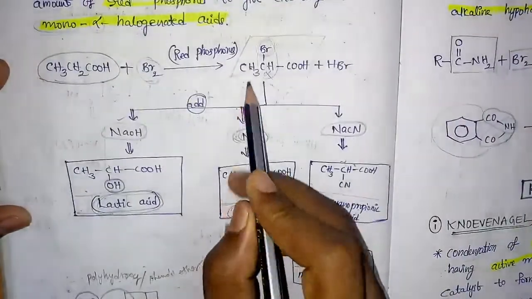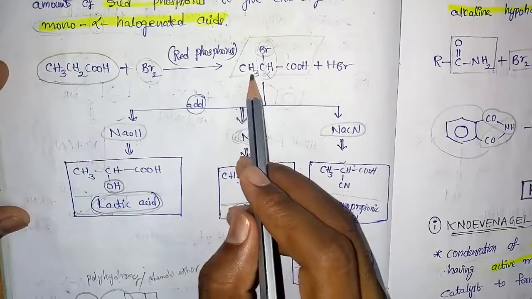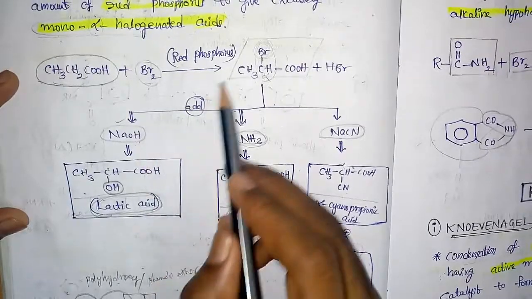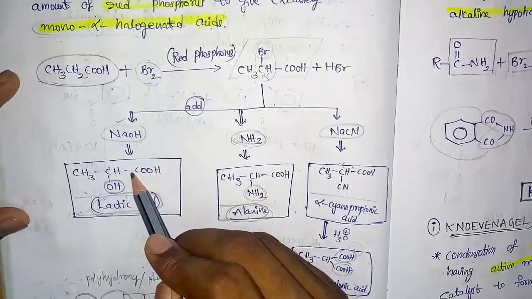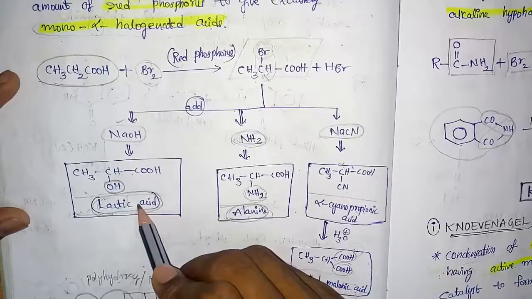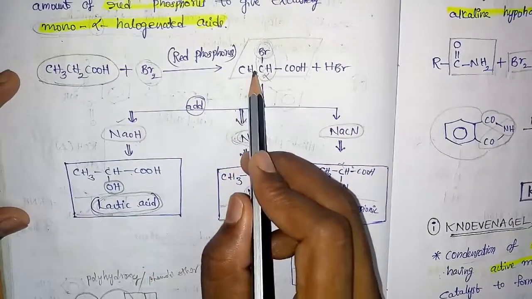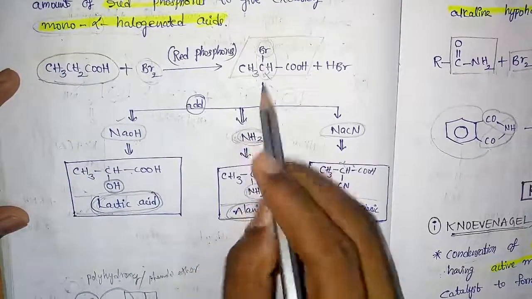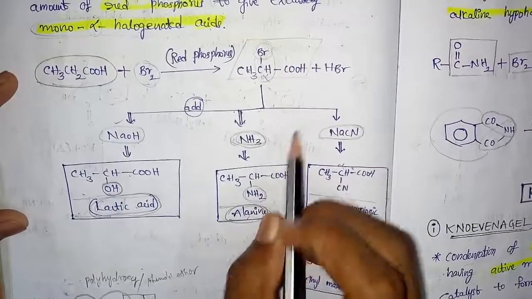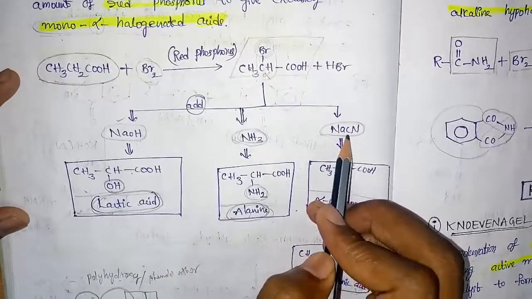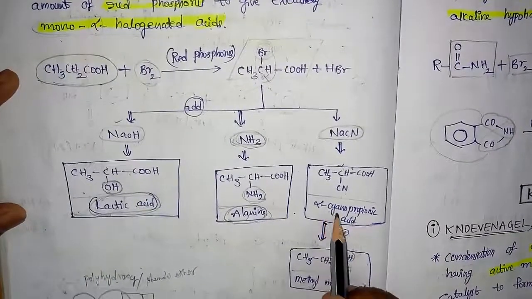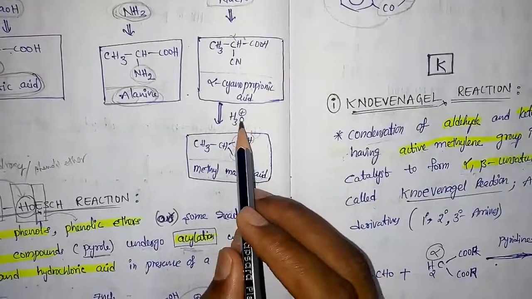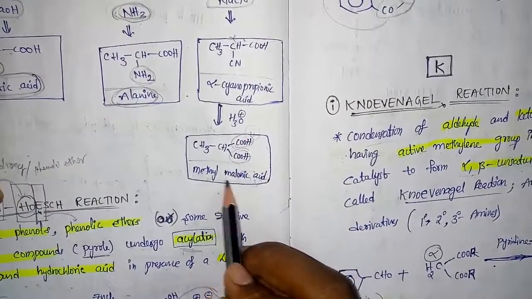That produced mono alpha halogenated acid further reacts with a base, then the bromine is replaced with the hydroxyl group and forms lactic acid. And the same thing, if the bromine is reacted with ammonia, it will produce alanine. If the bromine is replaced with cyanide, then it will produce alpha cyanopropanoic acid. On subsequent hydrolysis, it will give methyl malonic acid.